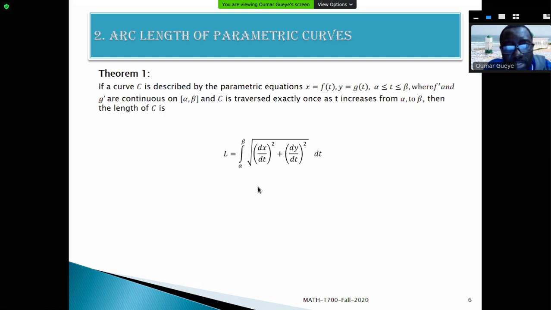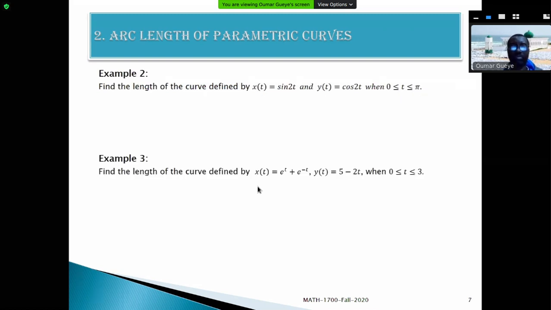And what you have to use when you have a parametric curve defined by two equations. Next I'm going to give you two examples, so we'll see how to solve them. In the first example, this is my function f, and this is my function g of t, and t is between alpha and beta, which means alpha is equal to 0 and beta is equal to pi.